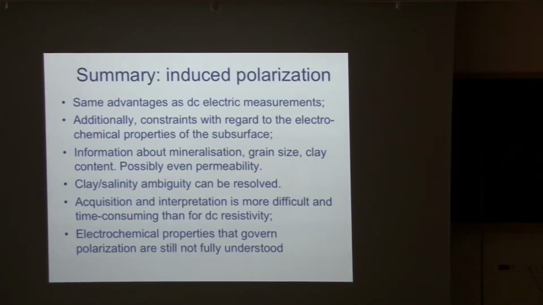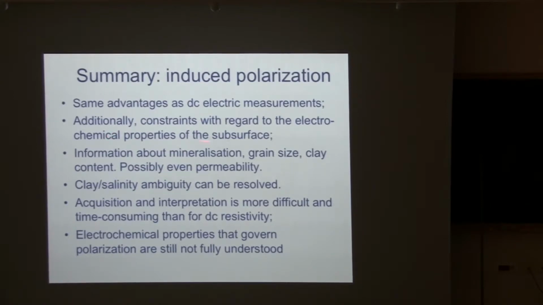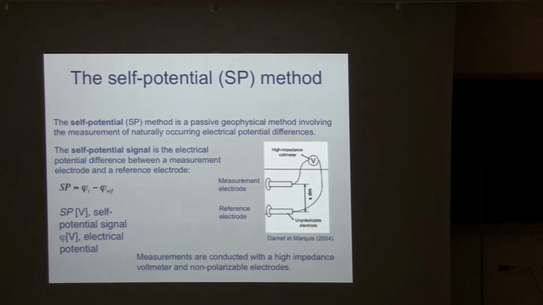So the idea here is that you get some more idea about electrochemical properties of the subsurface. You get information about mineralization, grain size, clay content, in some cases even permeability. You can resolve this ambiguity between clay and salinity. It's much more difficult to acquire high quality data than for DC resistivity. And there are still some unknowns explaining really how this is working, especially perhaps under unsaturated conditions.